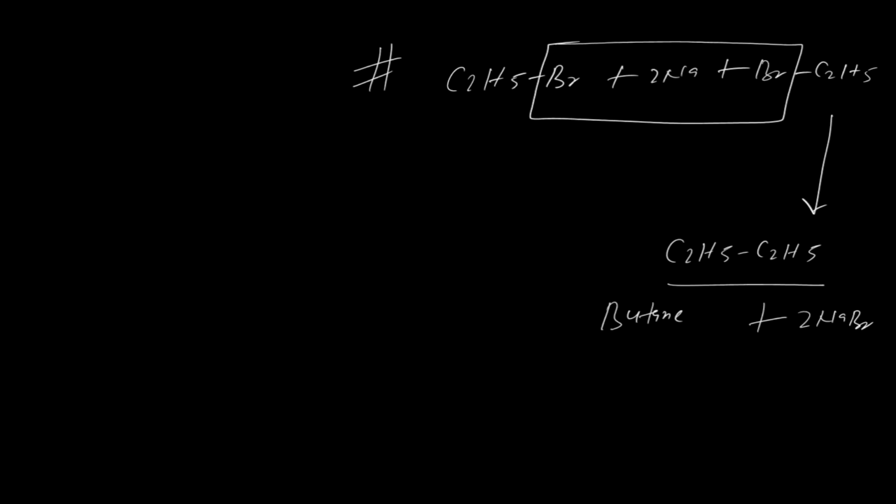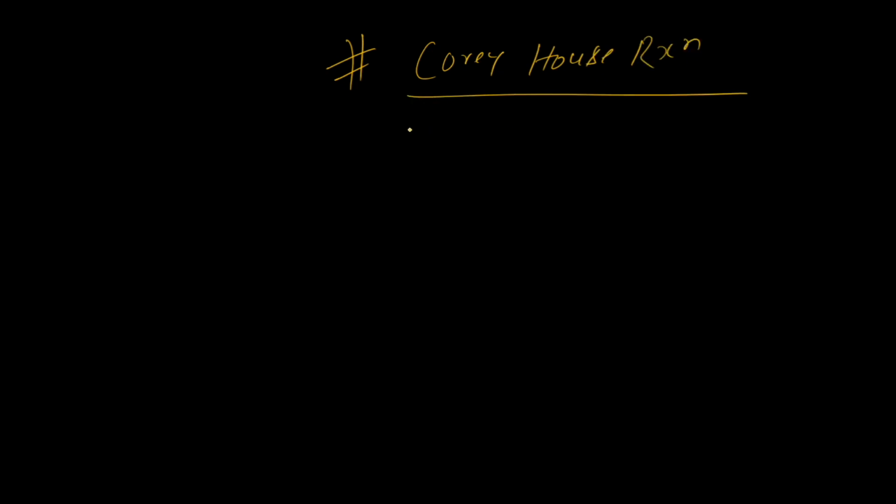Now we'll move to the next method of preparation, that is the Corey-House reaction. Corey-House reaction is also applicable for unsymmetrical alkanes, which is restricted in the Wurtz reaction. Corey-House is also a name reaction. So Corey-House reaction is applicable for symmetrical as well as unsymmetrical alkanes.